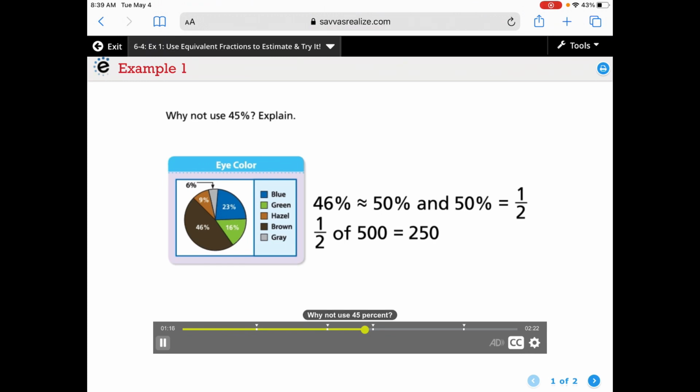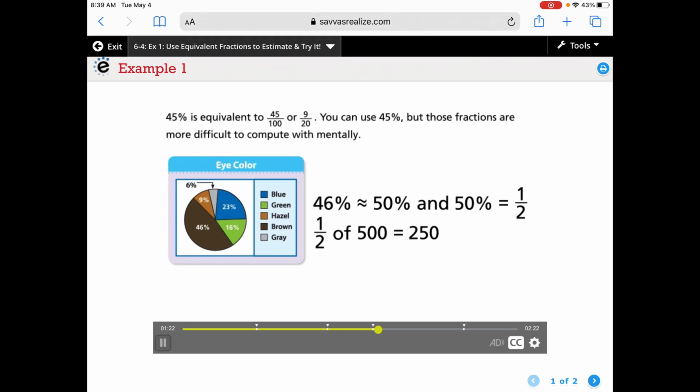Why not use 45%? Explain. 45%, as we said before, is not really a benchmark fraction or decimal. 45% is equivalent to 45/100ths, or 9/20ths. You can use 45%, but those fractions are more difficult to compute with mentally.